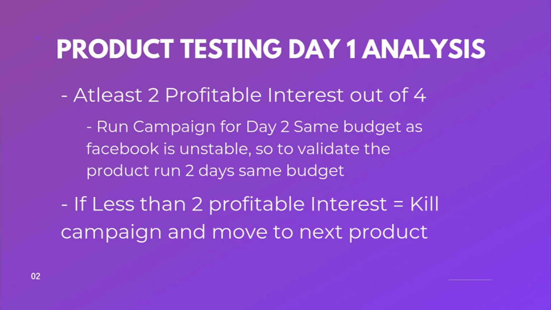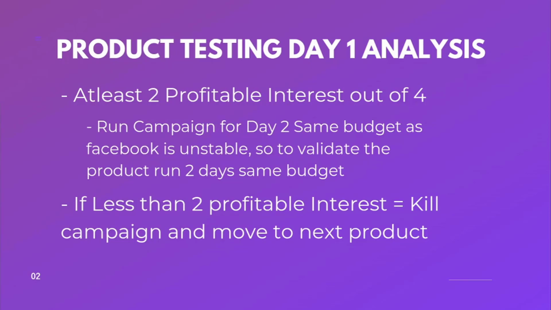Now here comes the analyzing part of day 1. We have to analyze after running your ads for day 1. For the 500 rupees CBO campaign for interests, what we need to see in order to kill a campaign, or to understand whether the campaign will be profitable or not. What I do is basically I look within those 4 interests that I'm running and see if there are 2 profitable interests out of the 4.